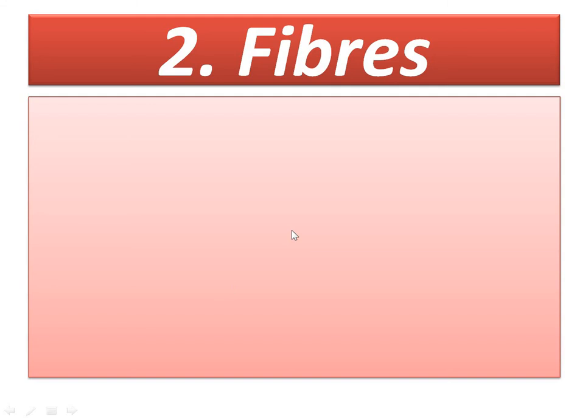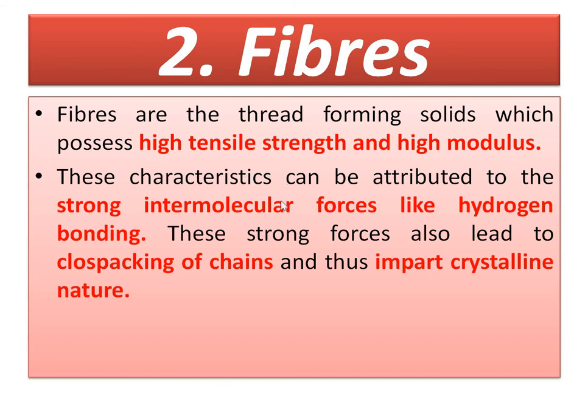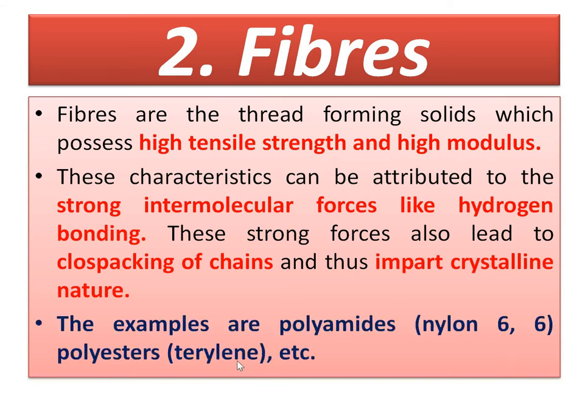Then the second is fibers. Fibers are thread-forming solids which possess high tensile strength and high modulus. These characteristics can be attributed to strong intermolecular forces like hydrogen bonding. These strong forces also lead to close packing of chains, and thus they become crystalline in nature. A few examples are nylon 66 and terylene. Nylon 66 is a polyamide and terylene is a polyester.